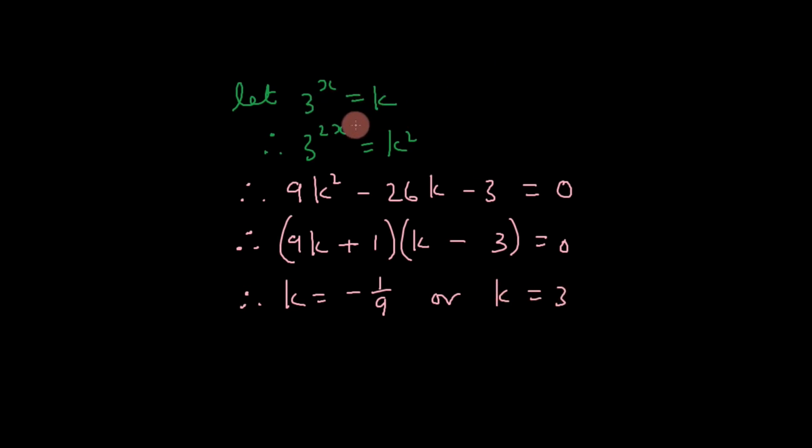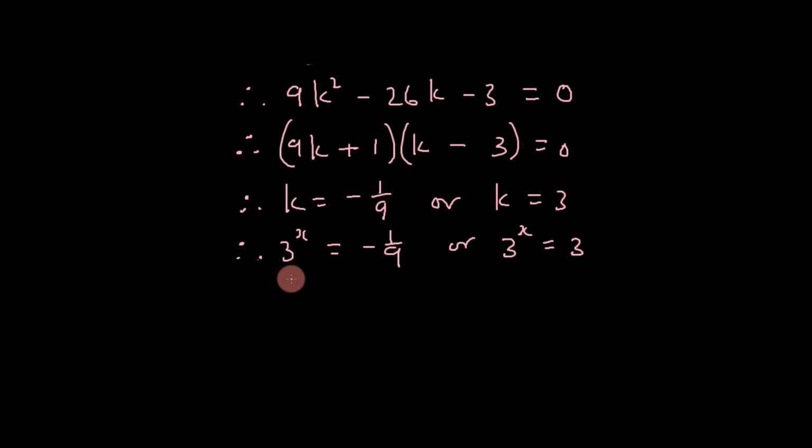We can bring back the x's. So 3 to the x equals negative a ninth, or 3 to the x equals 3. This is invalid, this equation, because no positive number raised to any power can give us a negative answer. Of course, here we have a 1 that we don't write. So the bases are the same, and hence the powers must be the same. So x equals 1 only.